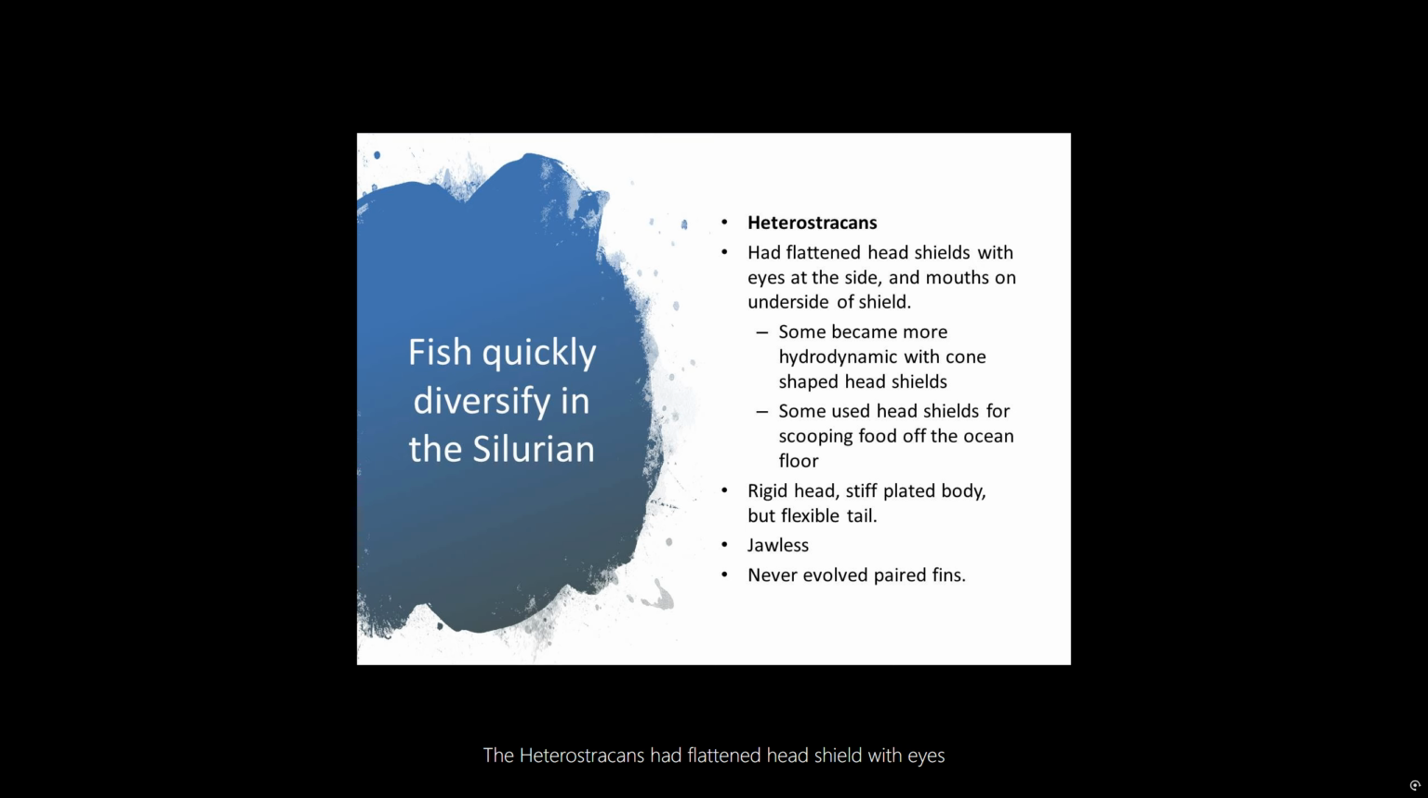The heterostracans had flattened head shields with eyes at the side and mouths on the underside of the shield. Some of them became more hydrodynamic, with cone-shaped head shields that may have also been used to scoop food off the ocean floor. They had a rigid head and stiff-plated body, but their tails were more flexible, which suggests powered propulsion. They still had no jaws and no paired fins.